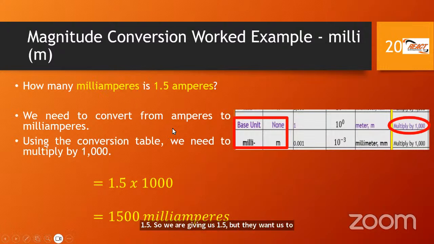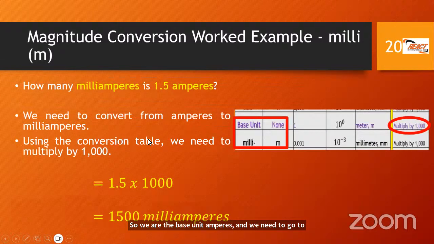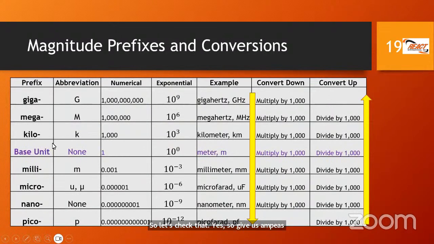So let's go back to our table. We want to go from amperes to milliamperes. Let's see how we do that. So we are at the base unit amperes, and we need to go to milliamperes. How do we do that? So according to our trusty table, this is the base unit, and we need to go to milli. So from the base unit to milli, we are going down. So let's cross-reference this table, convert down.